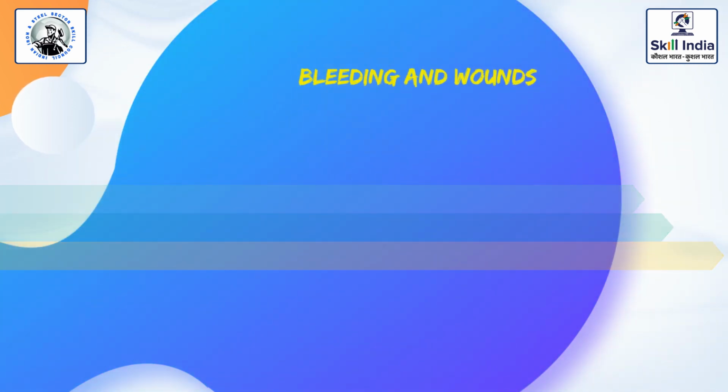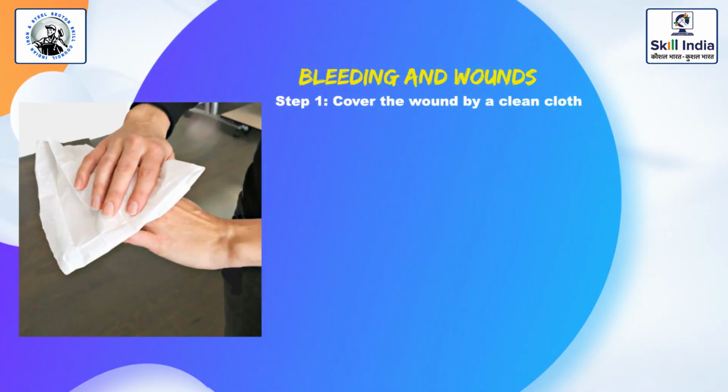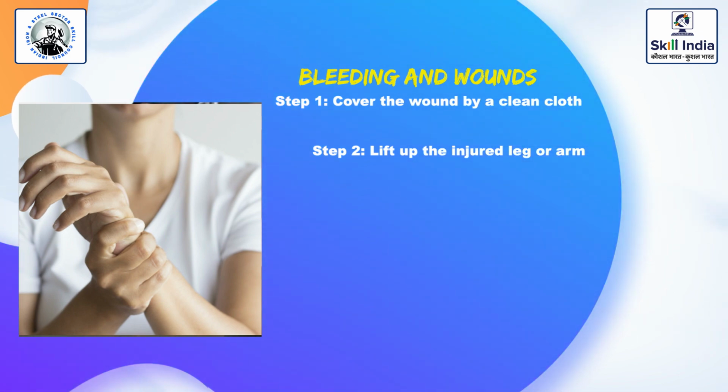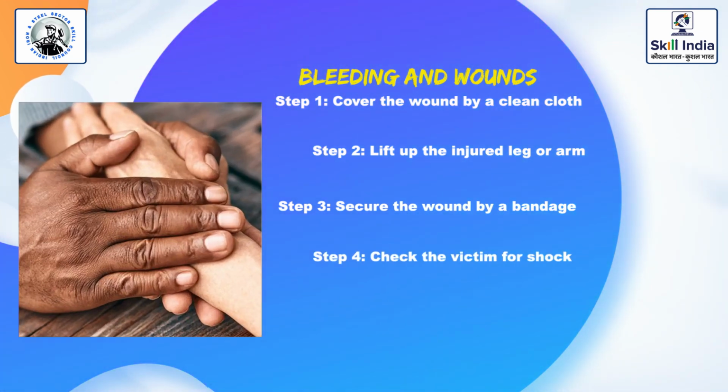During bleeding and wounds, in the first step, cover the wound with a clean cloth and apply steady pressure on the wound for at least 5 minutes. Secondly, you should lift up the injured leg or arm above the victim's heart level. In the third step, secure the wound with a bandage when there is no more bleeding. Also, do not fix it too tightly as it may stop blood circulation. Lastly, check the victim for shock.